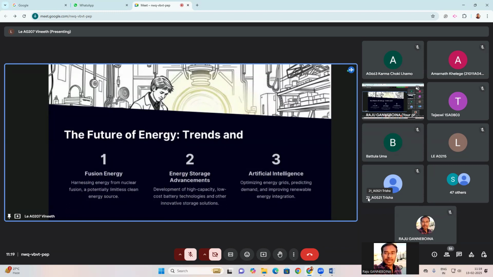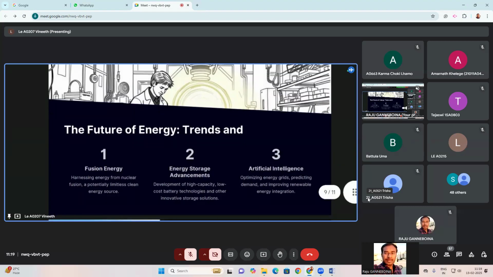Next one is artificial intelligence: optimizing the energy grids, predicting the demand and improving renewable energy integration. As you know, using artificial intelligence, we can predict things. There's supervised learning and there's unsupervised learning. In supervised learning, based on the data that we give and the labels that we provide, it will make a prediction. In unsupervised learning, we don't give any labels, we only feed it data. Based on this data, it will classify the data into different categories. So we can use both of these types of learning to our advantage.